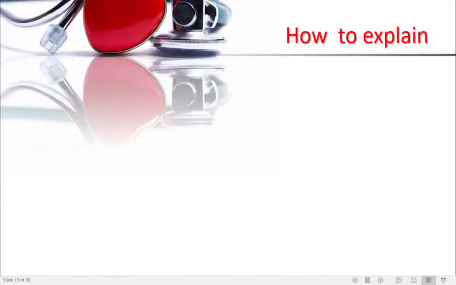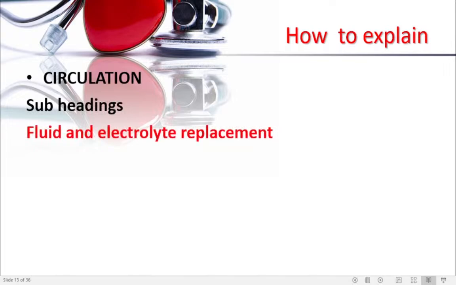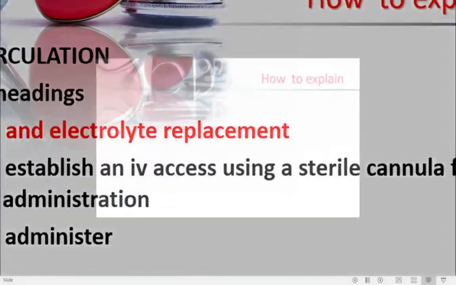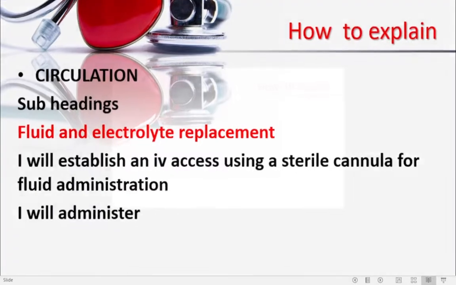Then we go to the next one, which is circulation. Now this is the part where we do most of the nursing care. Subheadings under circulation: fluid and electrolyte replacement. I will establish an IV line using a sterile cannula for fluid administration. I will administer a fluid. You are going to administer Ringer's lactate. Yes, at least first 500 ml to run in the first 30 minutes, another 500 ml to run in the next 30 minutes, making it an hour. When you do that, then you've resuscitated.